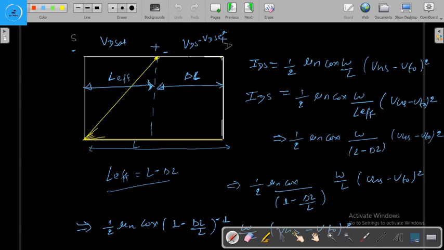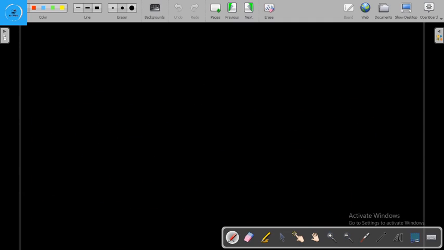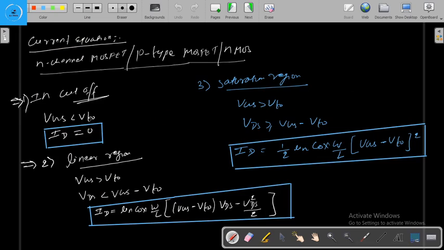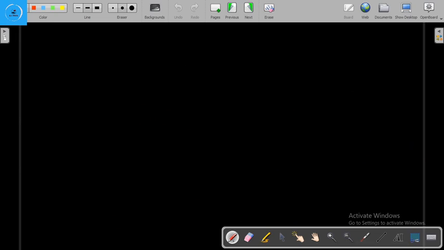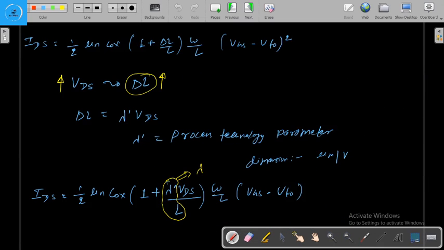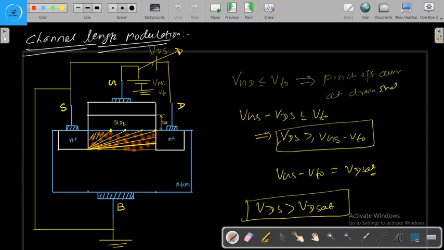So here we have discussed the current equation for the NMOS, or we can say N channel. Now we are going to see the current equation for the PMOS. This was channel length modulation. This is an important topic.